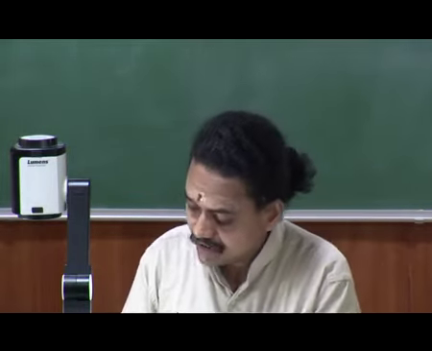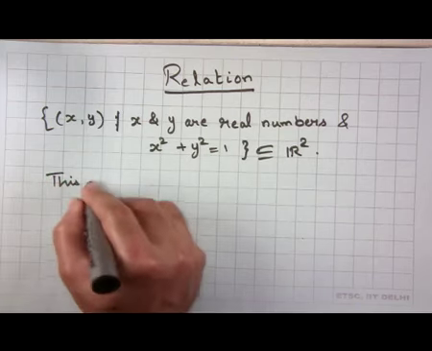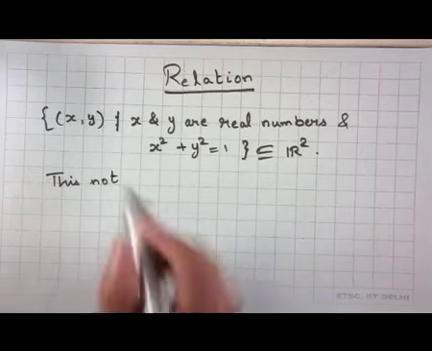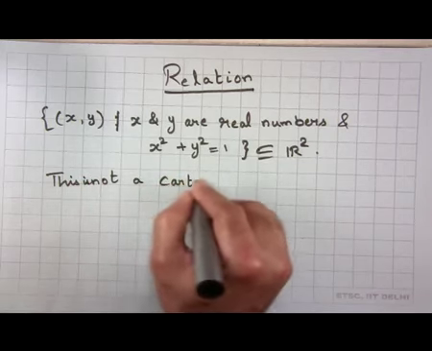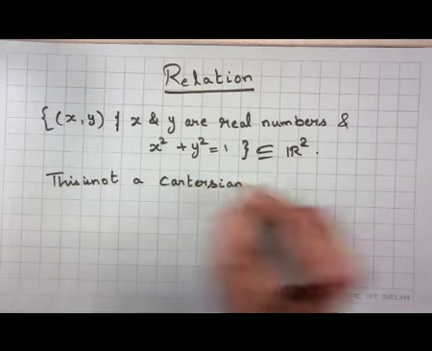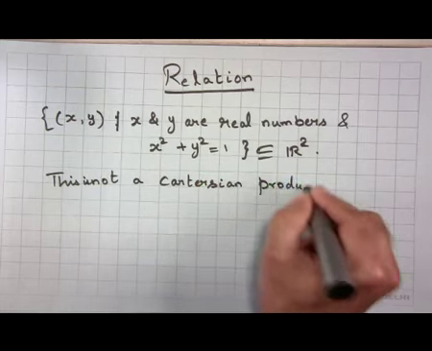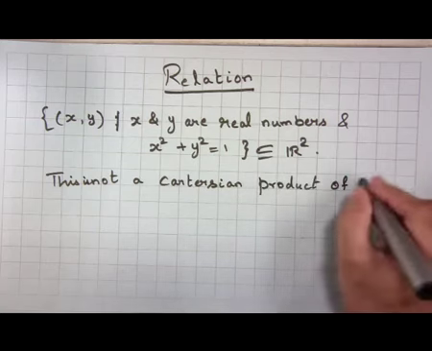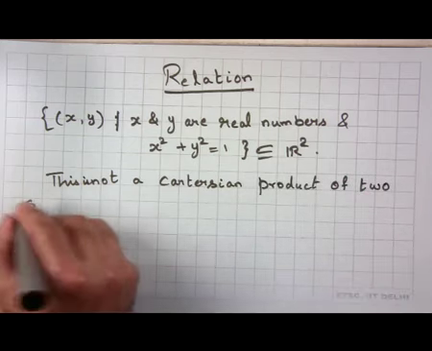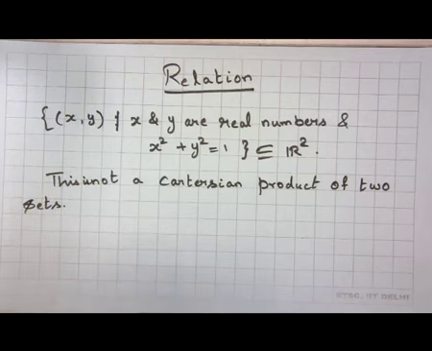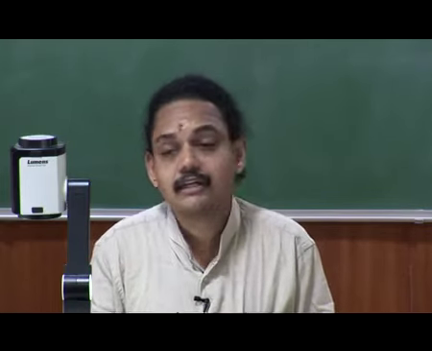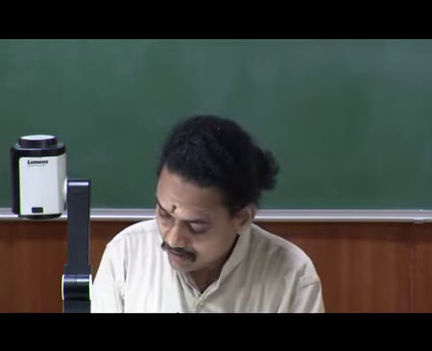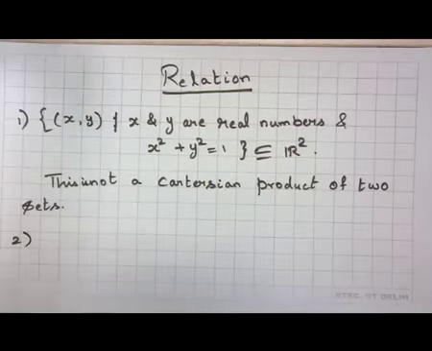Although this set contains ordered pairs, it is not a Cartesian product of two sets, but just a subset of the Cartesian product R cross R. Well, let us look at one more thing.